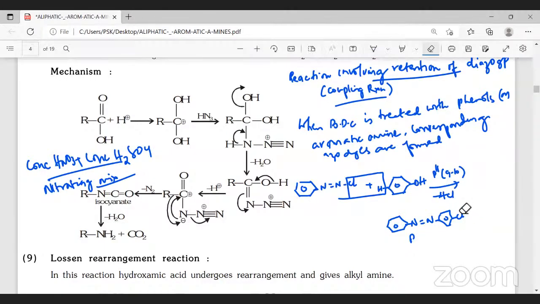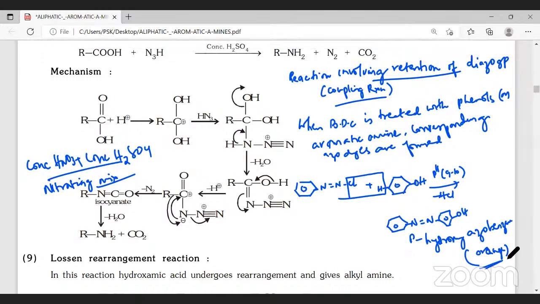This is OH here. So this is called para-hydroxy azobenzene. It is orange in color, an orange colored dye. This reaction is called a coupling reaction, or retention of the azo group. You can see the 2 nitrogens are retained. Therefore, it is called retention of the azo group.